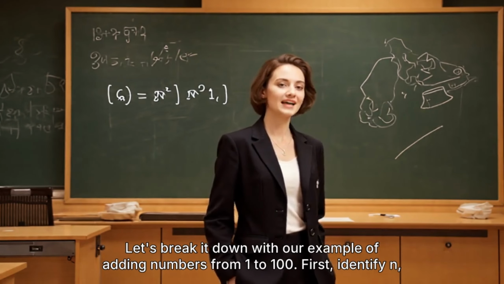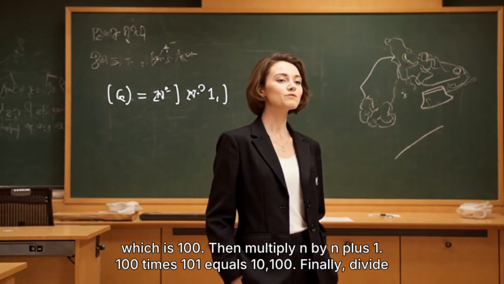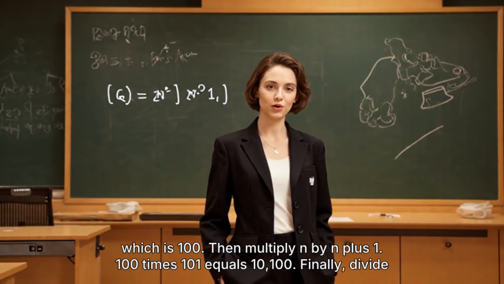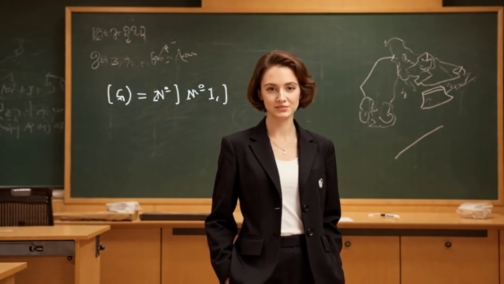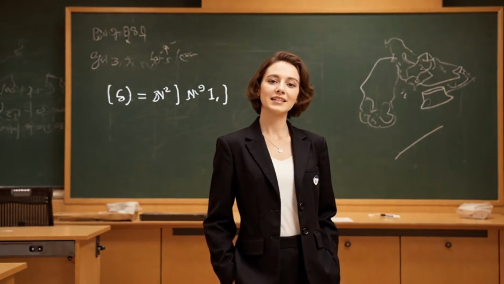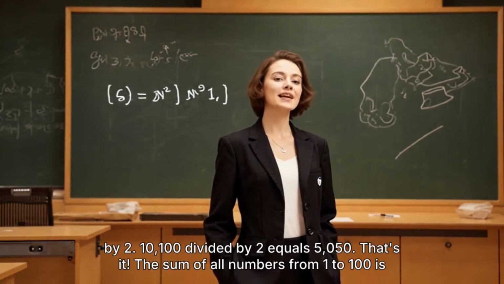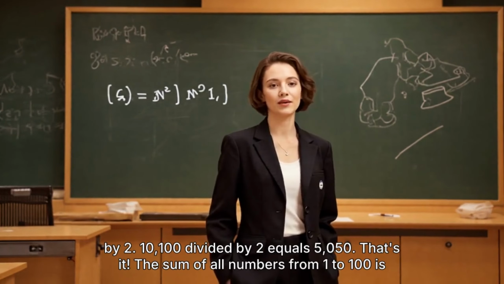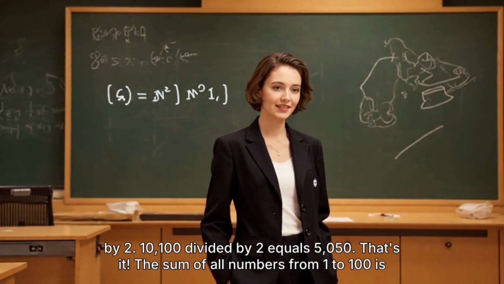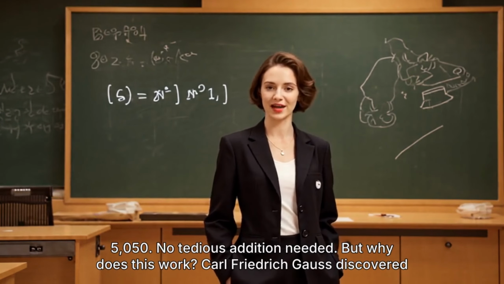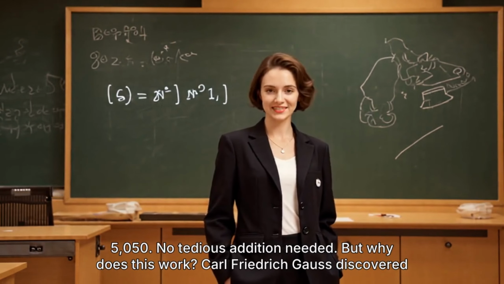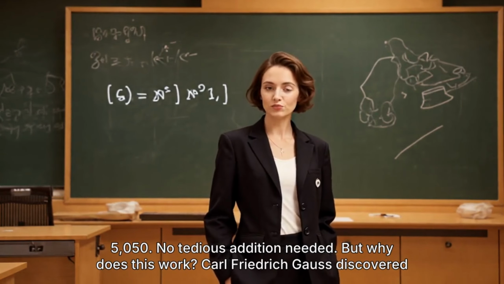Let's break it down with our example of adding numbers from 1 to 100. First, identify n, which is 100. Then multiply n by n plus 1. 100 times 101 equals 10,100. Finally, divide by 2. 10,100 divided by 2 equals 5,050. That's it. The sum of all numbers from 1 to 100 is 5,050. No tedious addition needed.